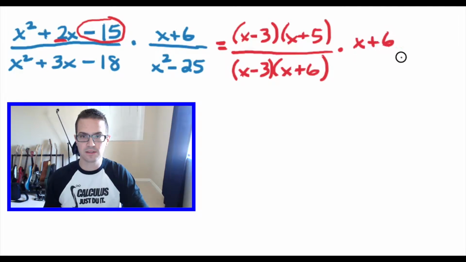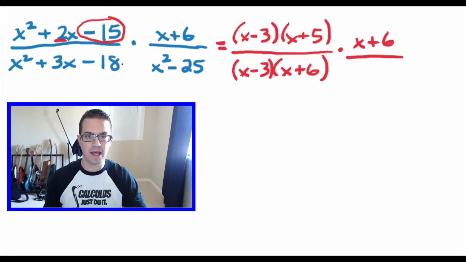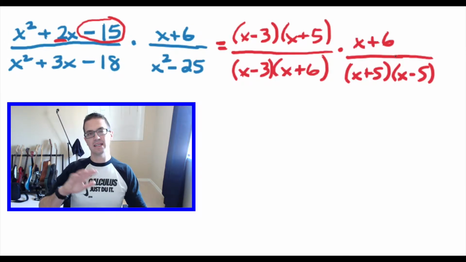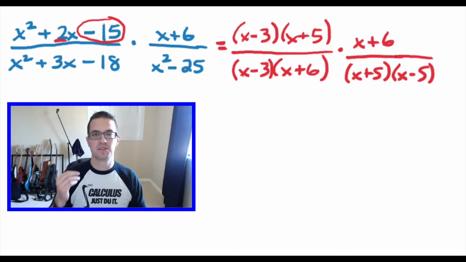x plus 6. And then this x squared minus 25 is a difference of squares, so if you factor that, you would have x plus 5 times the quantity x minus 5. So now everything is factored out.